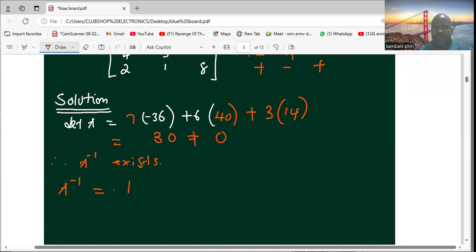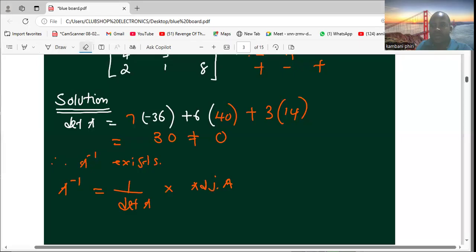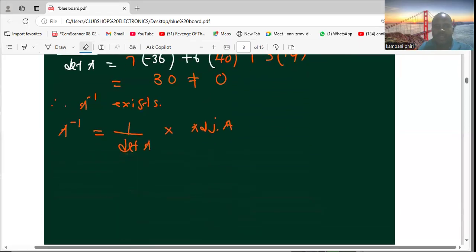Now, how do we find the A inverse? By definition, this is 1 divided by the determinant of A times the adjoint of A. So what is key here is to find the adjoint. If you want, you can go and get the cofactor matrix, and so on. But here we're using what I call a shortcut method. So how do we get our adjoint? We want to find the adjoint of A.